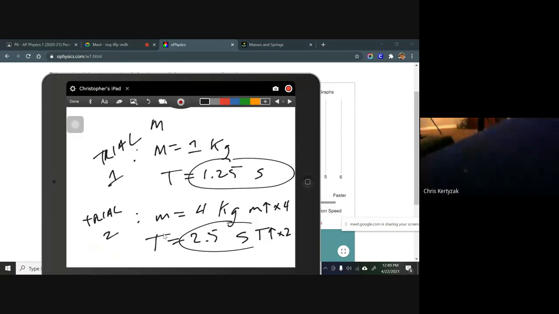Now I can say, all right, I didn't mean to write that. Right? That the period is proportional to the square root of the mass.